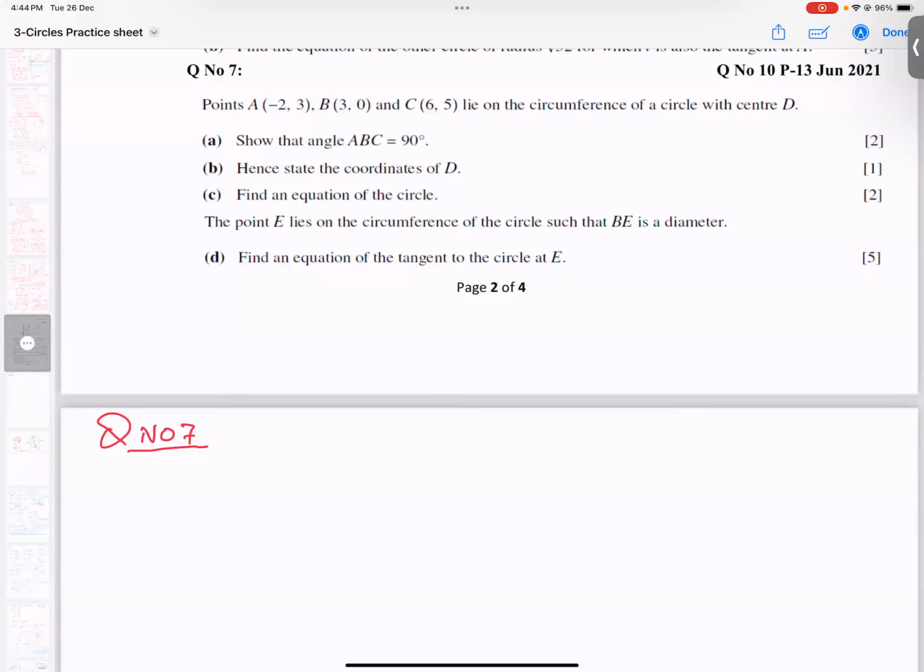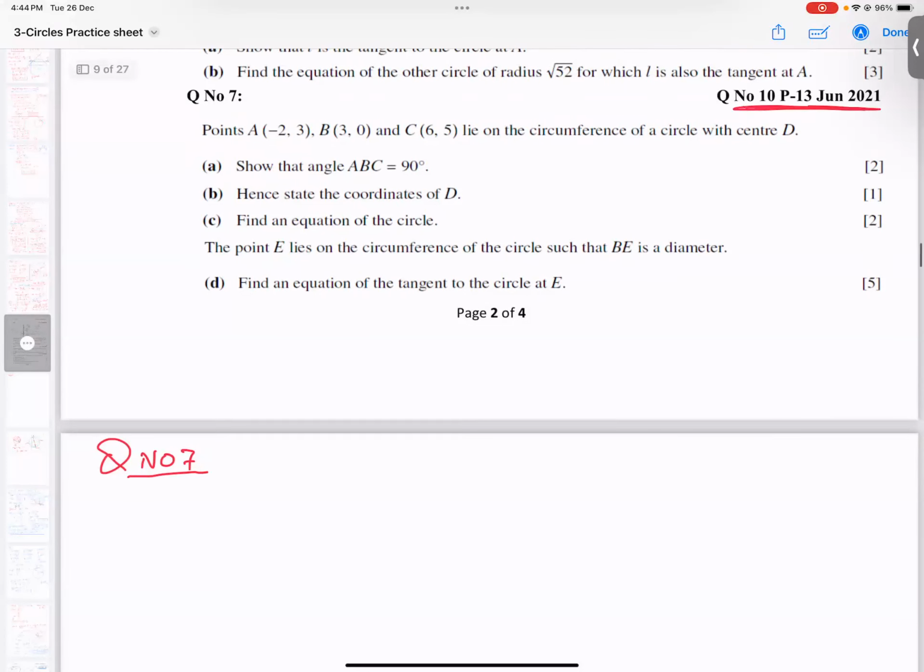We have a question, June 2021, variant 13, question number 10. Let's see how we can do this kind of question. The topic is circles. Whenever a circles question comes, I suggest you sketch a diagram that is close to accurate. Look at the way I do this one.